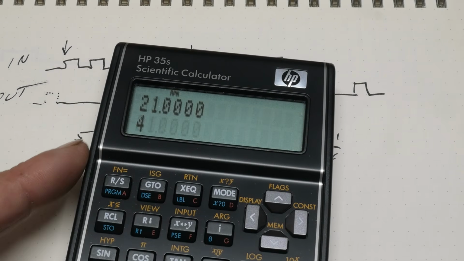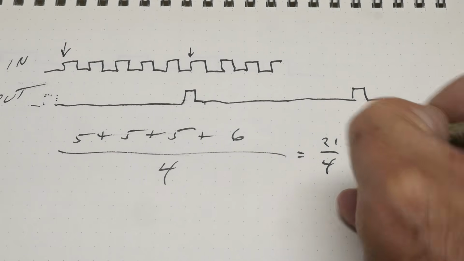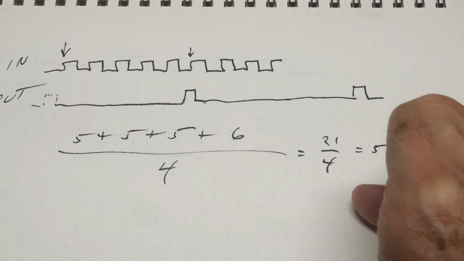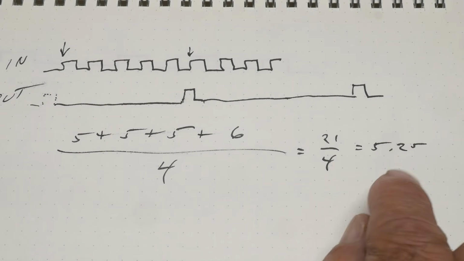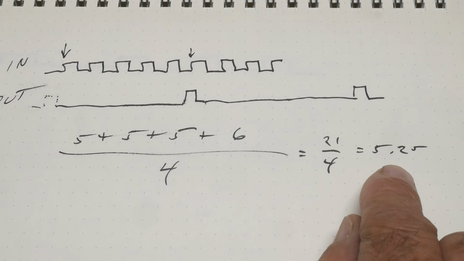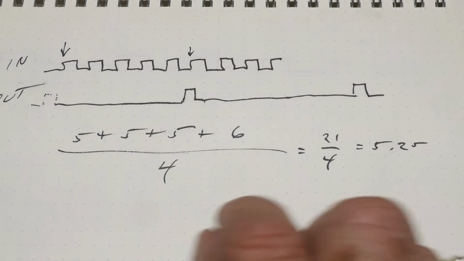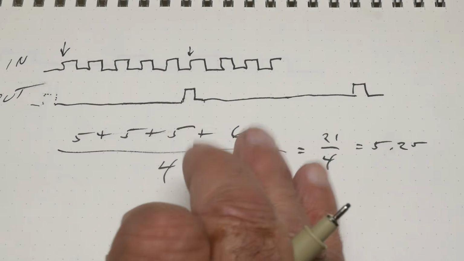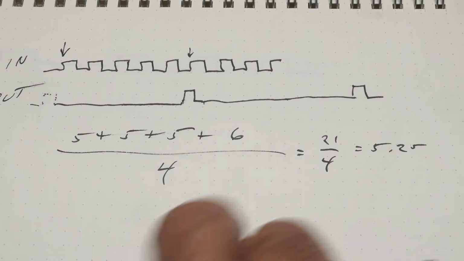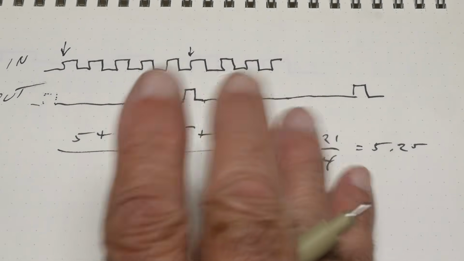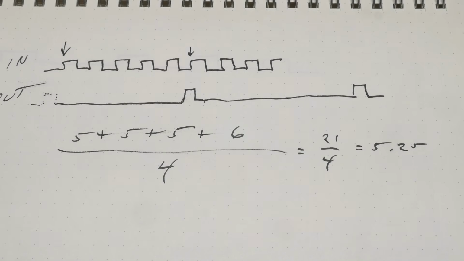Okay, divide by 4, 2 1/4 equals 5.25. So we have created a way to divide by 5.25 by counting 5, 5, 5, 6, 5, 5, 5, 6. This is a fractional-N divider. Every once in a while we do an extra one, and you can choose different numbers. So let's talk about choosing different numbers.